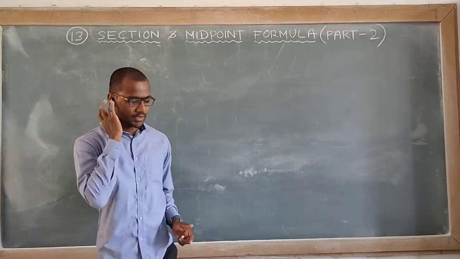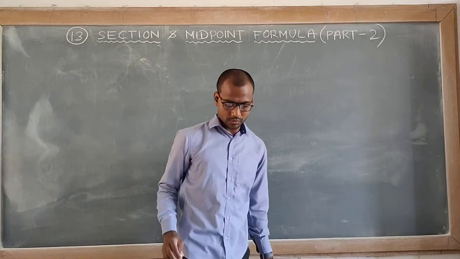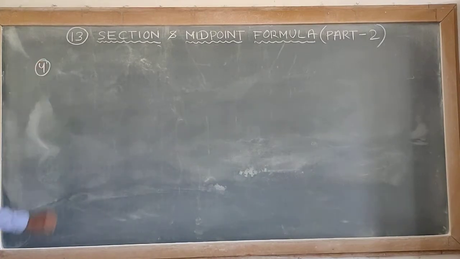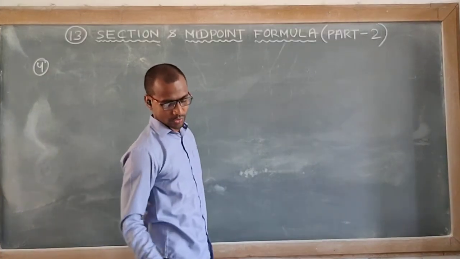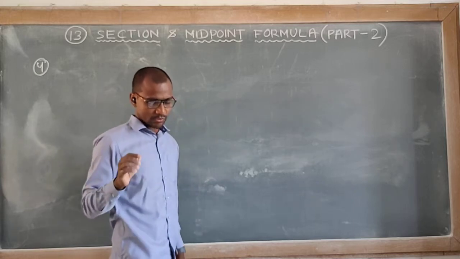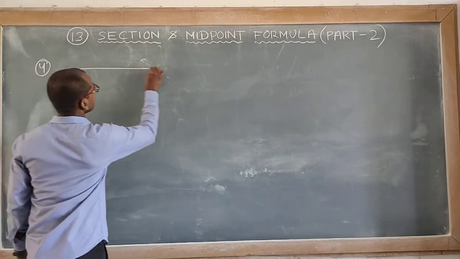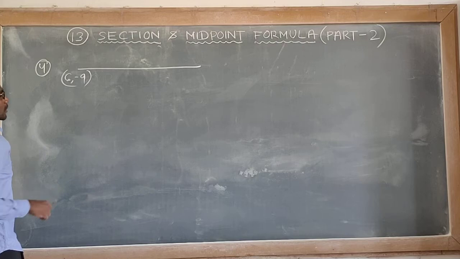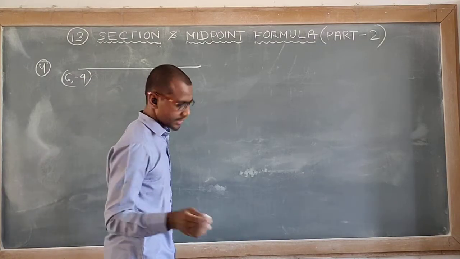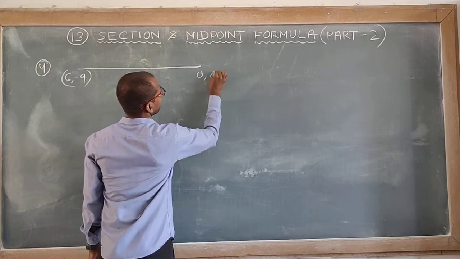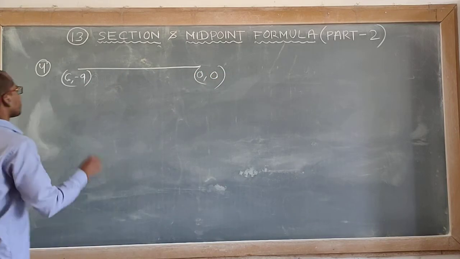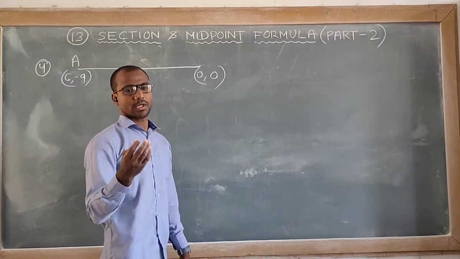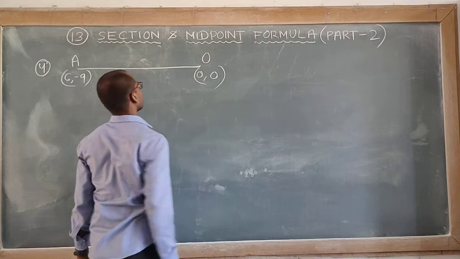Same exercise. Question number 4. Find the coordinates of points of trisection of the line segment joining 6, minus 9 and the origin, which means 0, 0. Name is not given. Let this point be A. Origin is represented using the letter O.